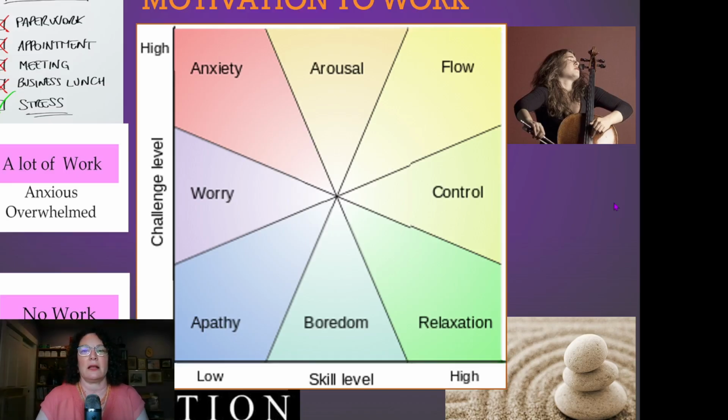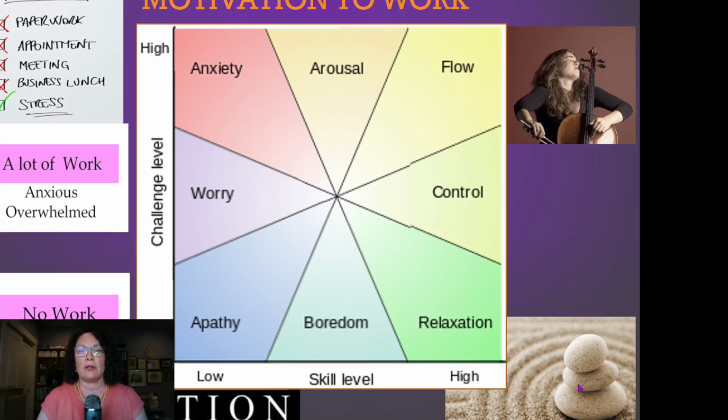Flow is a term that was coined by Mihaly Csikszentmihalyi. I have a bad American accent while attempting to pronounce his name, so I apologize. But he coined that term to describe that sort of self-transcendent state that you might enter when you're engaged in an activity that is the perfect combination of skill and challenge so that you can sort of lose yourself in the activity. Down here on the right would be a high skill level, low challenge level.